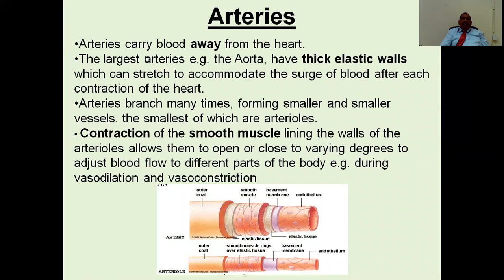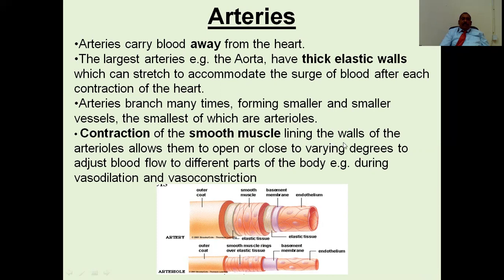So when do we call a blood vessel an artery? Whenever the blood vessel carries blood away from the heart, that is called an artery. The largest artery, known as the aorta, has a thick elastic wall which can stretch to accommodate a surge of blood after each contraction of the left ventricle. Arteries branch many times to form smaller vessels, the smallest of which are called arterioles.